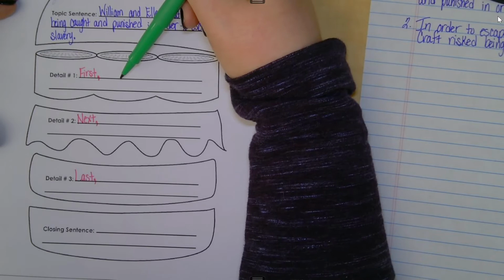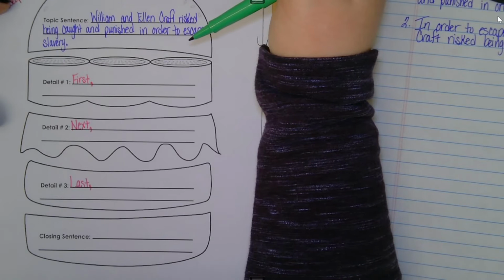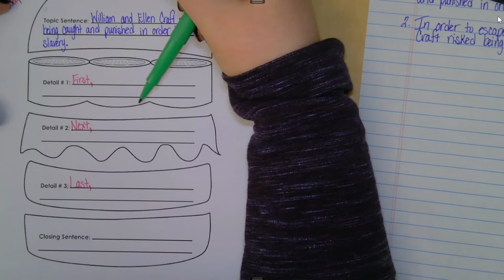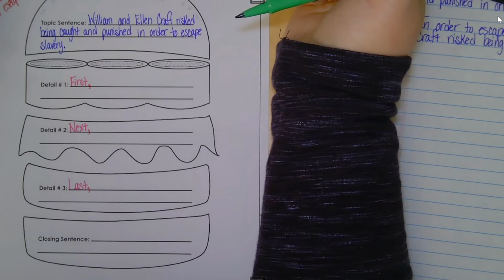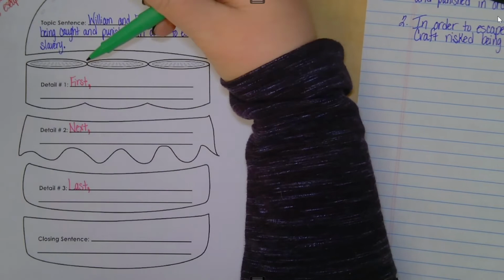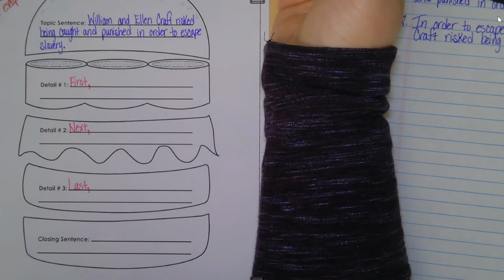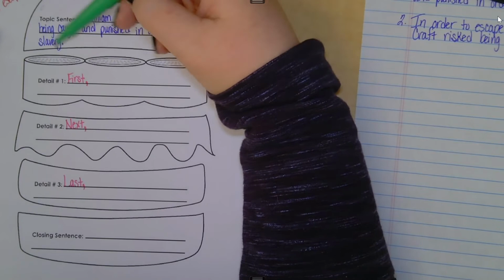So William and Ellen Craft risk being caught and punished in order to escape slavery. First, they... Let me try to think of something that's not even the right answer. That's hard. First, they were gamblers and often took risks. That's not true at all. One of their owners was like that, but that's not true at all. But I want to give that as an example.